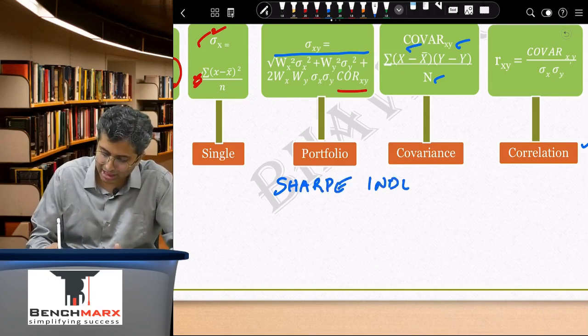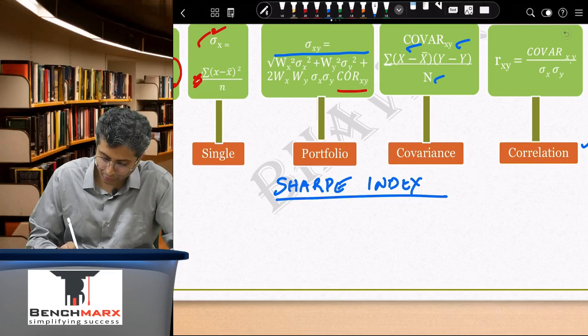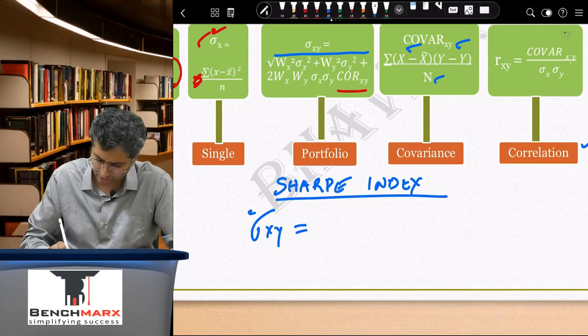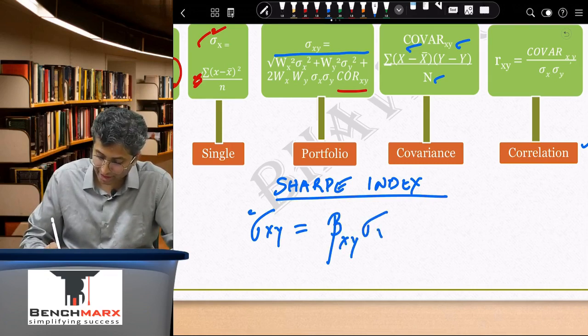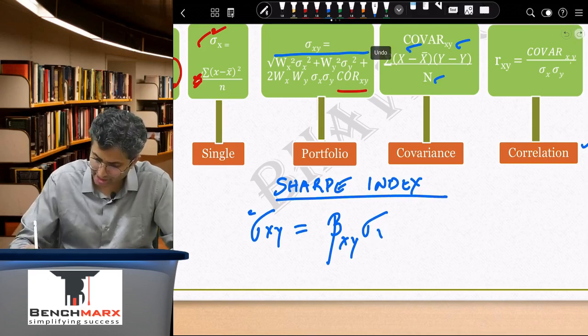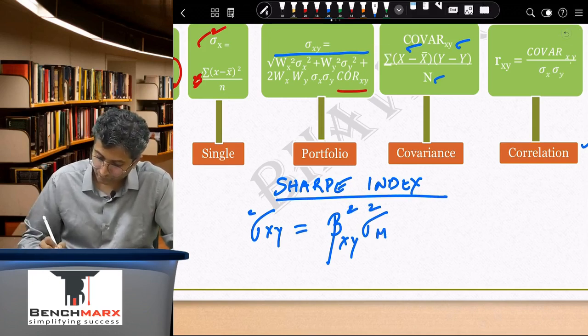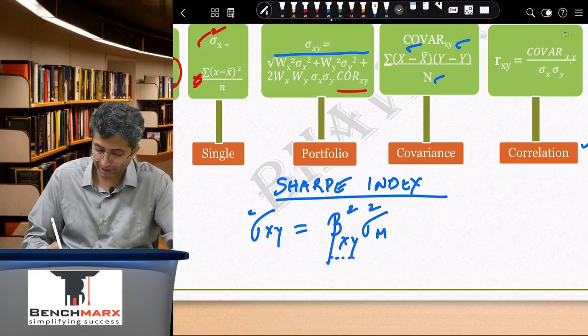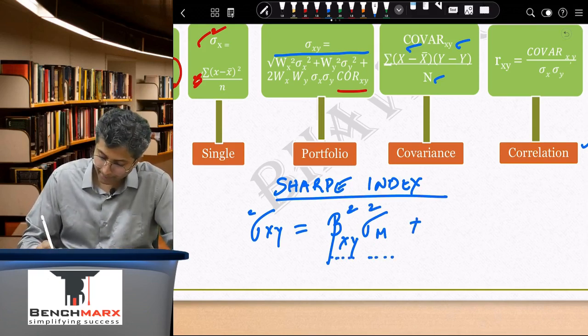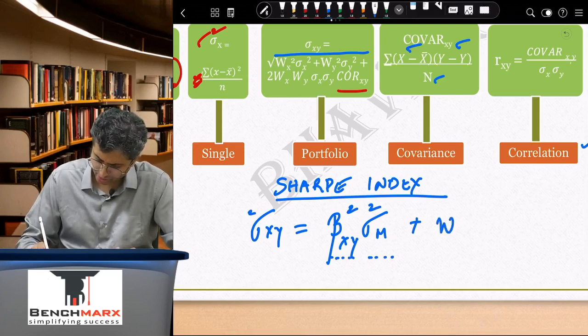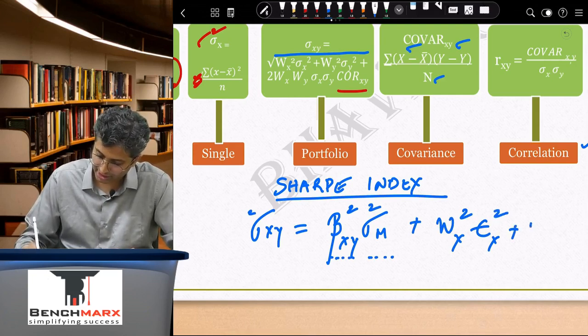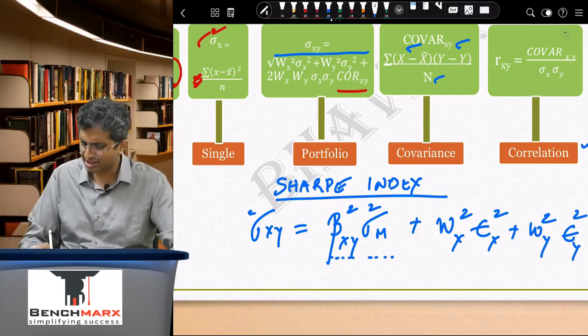So in the Sharpe index model, let us say I'm just taking it in square terms so that I don't have to put the square root, the portfolio risk is calculated as beta of the portfolio into variance of the market. Over here, this is the systematic risk of the portfolio, plus the unsystematic risk. So this is weight of x squared into the unsystematic risk of x plus the weight of y squared into the unsystematic risk of y. Again, this is rarely used.